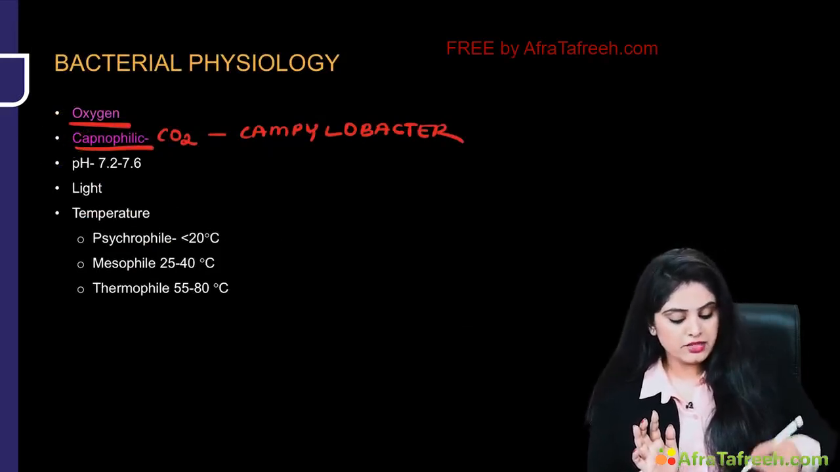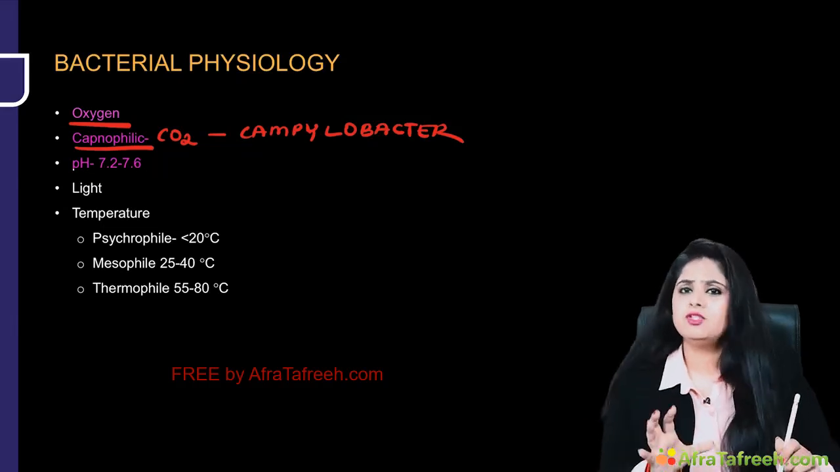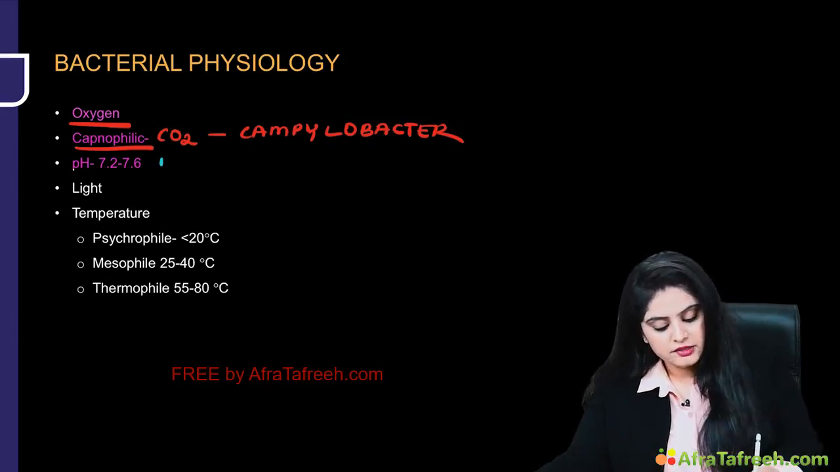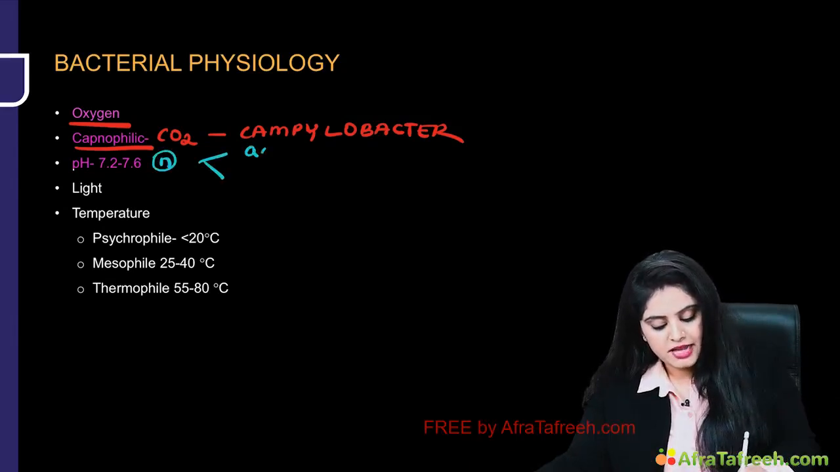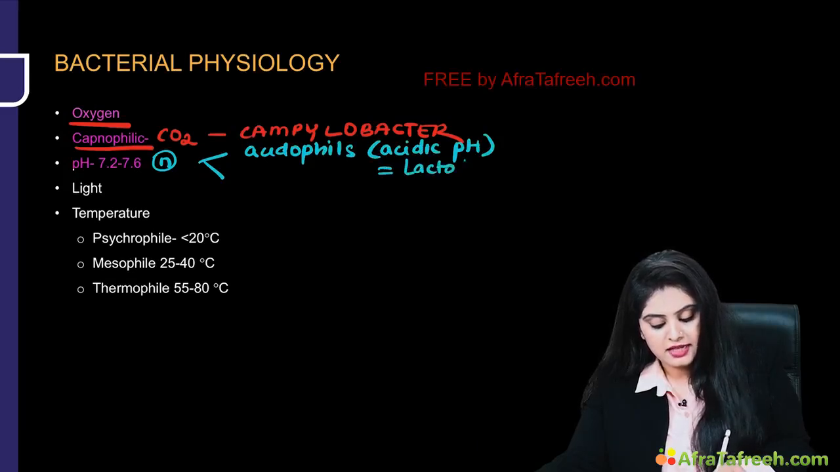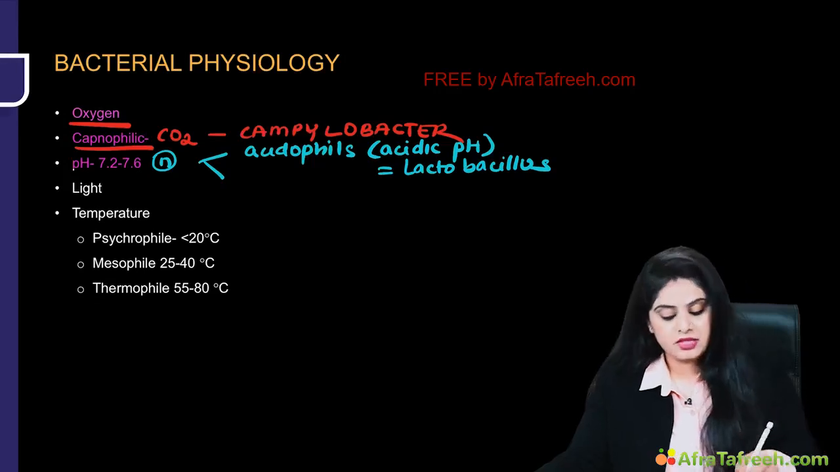Now I come down to pH. The usual pH, they say anything between 6 to 8, is the normal pH in which they grow. However, of course, there will always be a variation. If there is an acidic pH, you call them acidophiles, which require an acidic pH. Obviously the name tells me, lactic acid wala, Lactobacillus requires an acidic pH.